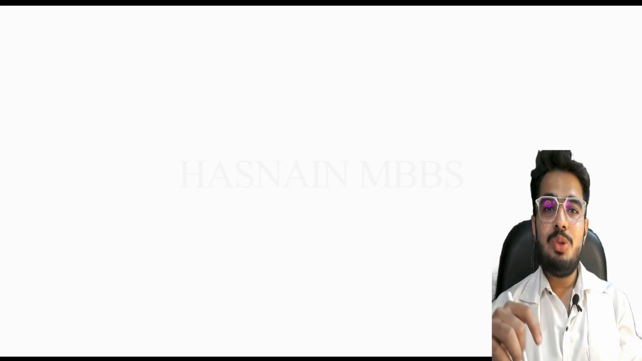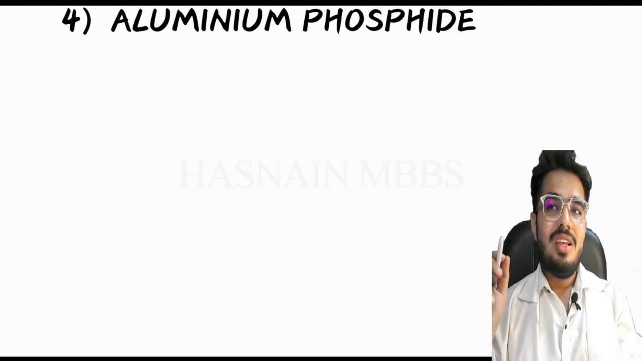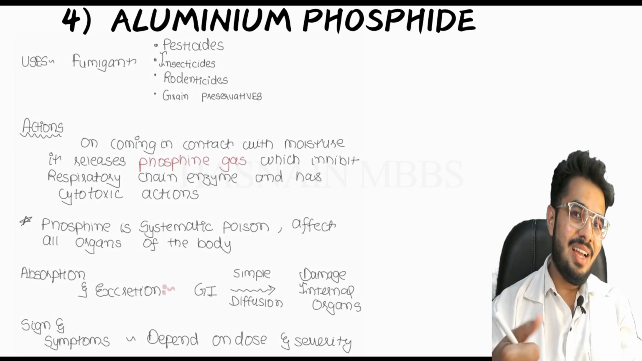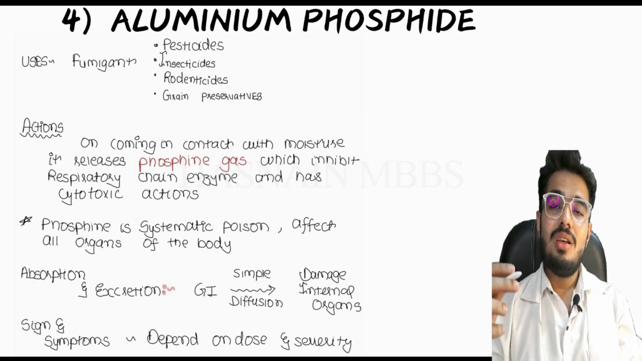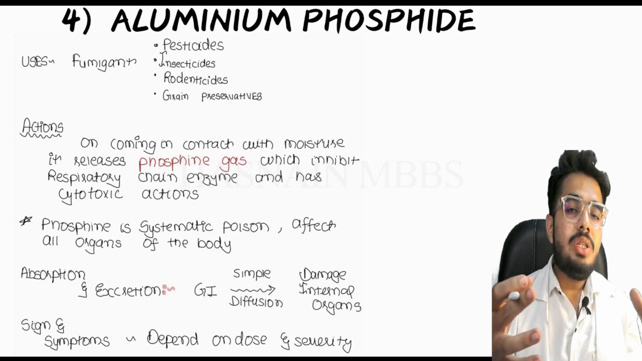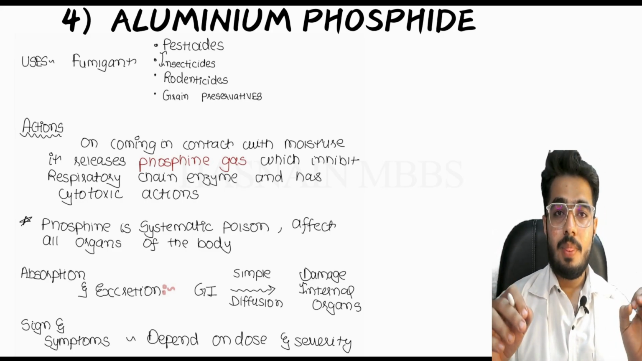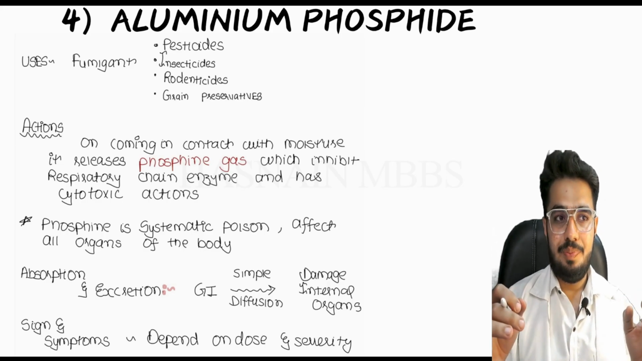Now we'll come to the fourth part, an important one. Important in this chapter are organophosphorus poisoning, and another one is aluminum phosphide poisoning. Aluminum phosphide is used as a fumigant, pesticide, herbicide, rodenticide, and grain preservative. Action of aluminum phosphide: when it comes in contact with moisture, it releases a toxic gas called phosphine, which inhibits the respiratory chain enzyme and has cytotoxic action.